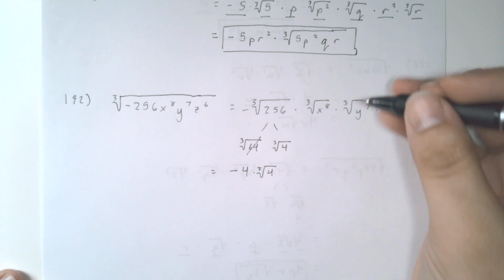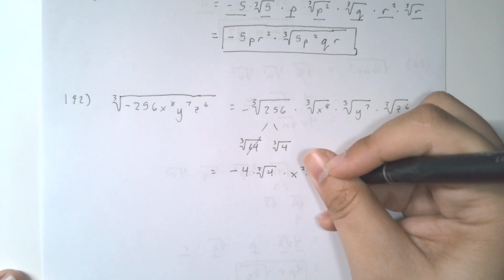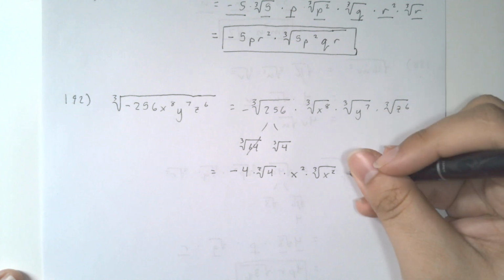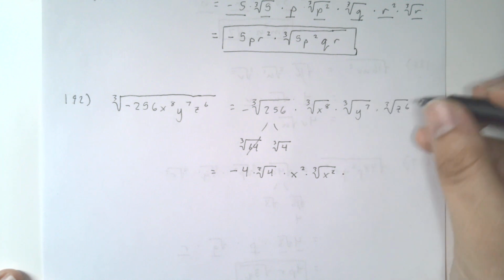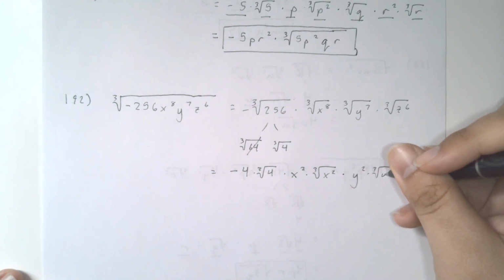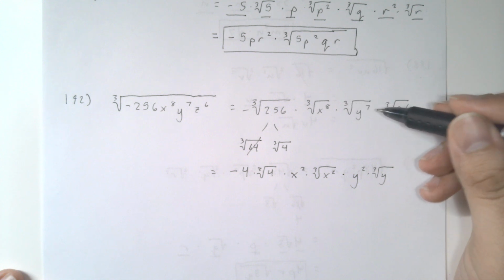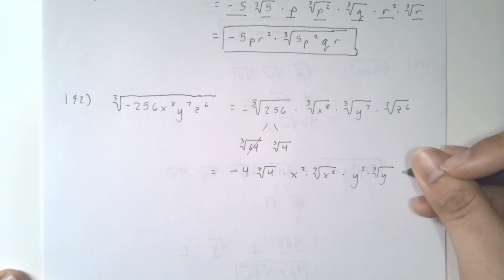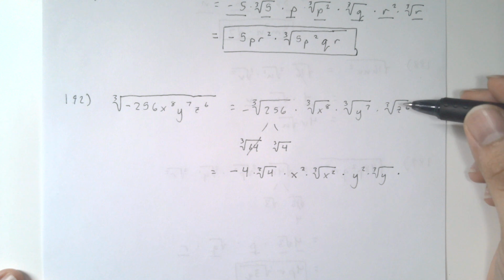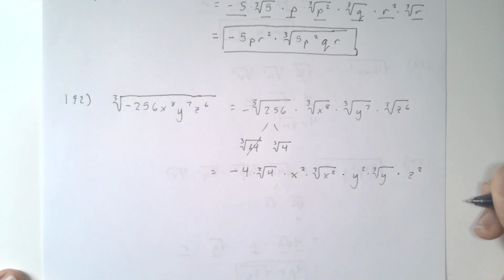And then we ask ourselves, how many times does 3 go into 8? 3 goes into 8 twice, with a remainder of 2. Then we ask ourselves, how many times does 3 go into 7? 3 goes into 7 twice, so y squared times the cube root of y to whatever the remainder is. The remainder of 3 going into 7 is twice with a remainder of 1, so just cube root of y. And then we ask ourselves, how many times does 3 go into 6? Well, it goes in twice with no remainder, so it's just z squared.